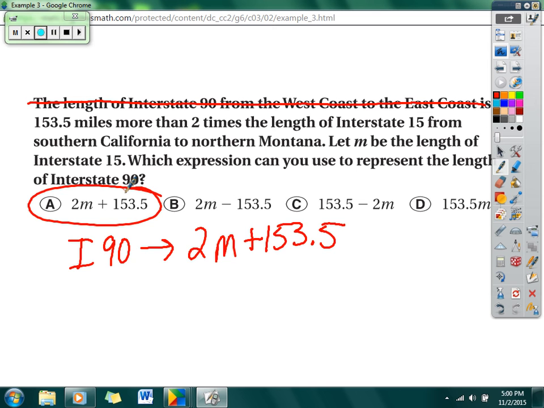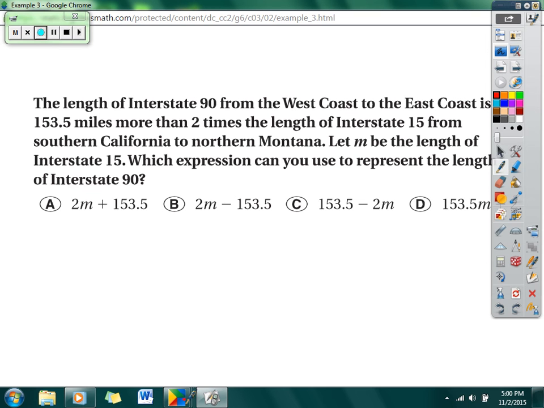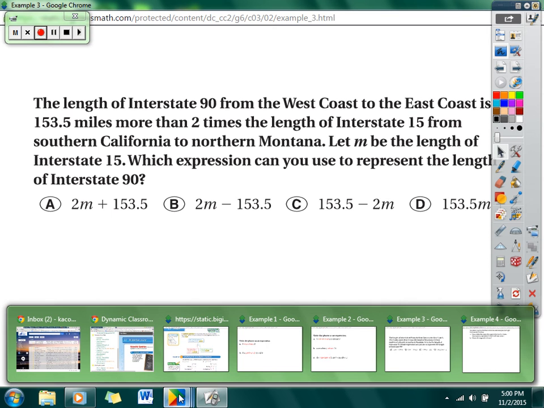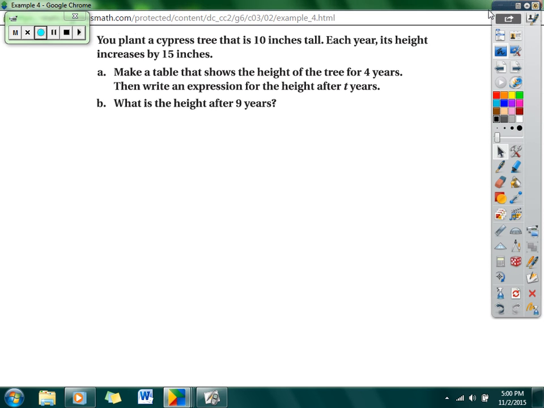Okay. Next, let's look at example number 4. Example number 4 says you plant a cypress tree that is 10 inches tall. Each year, its height increases by 15 inches. So we know at year 0, it's 10 inches tall because it told you that that's what it was planted at. Each year, its height increases by 15 inches.